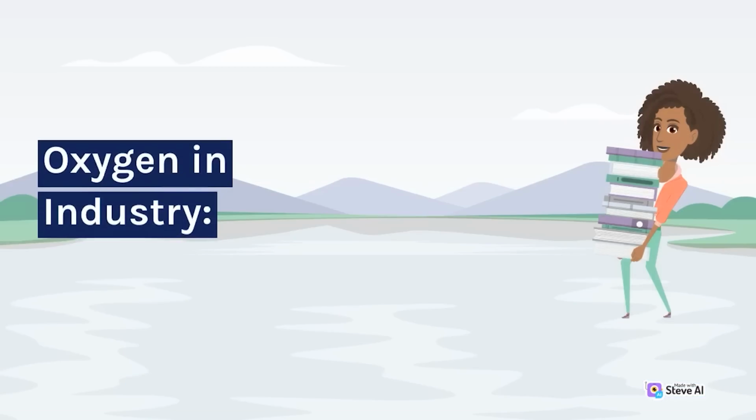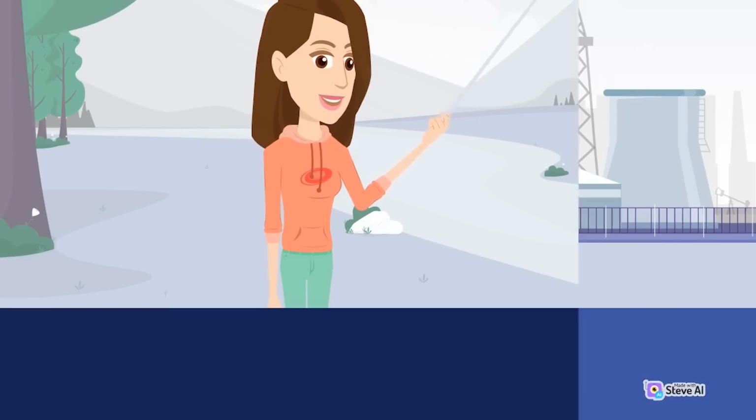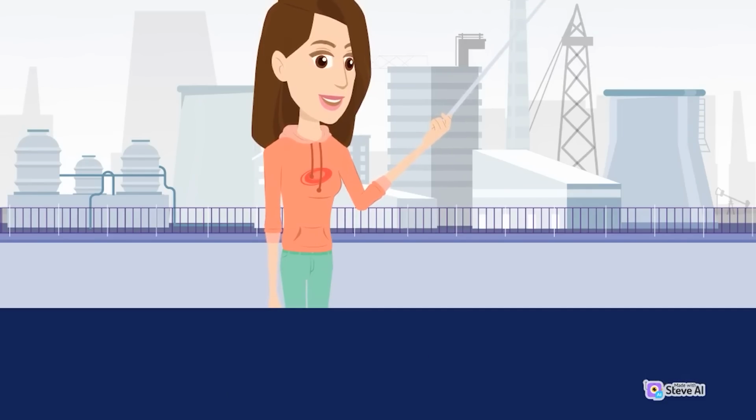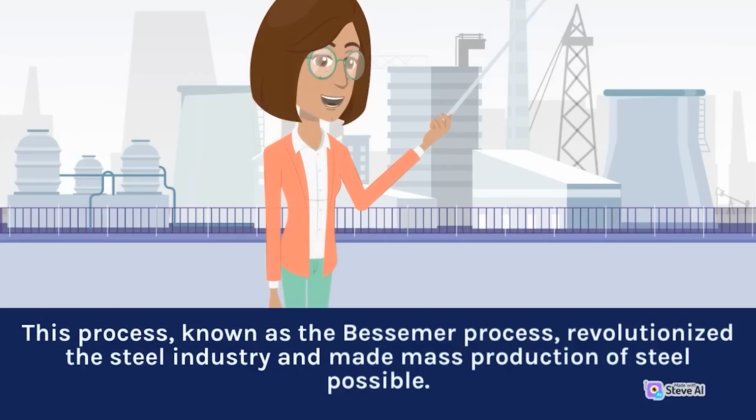Oxygen in industry. Oxygen is not just essential for life, it also has numerous applications in industry. One of the most important uses of oxygen in industry is in the production of steel. Oxygen is used to blow air into molten iron, which burns off impurities and produces steel. This process, known as the Bessemer process, revolutionized the steel industry and made mass production of steel possible.